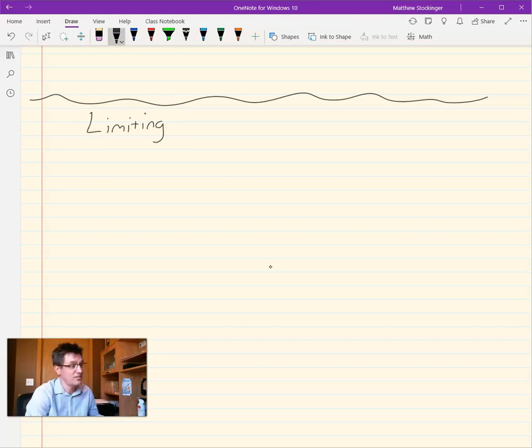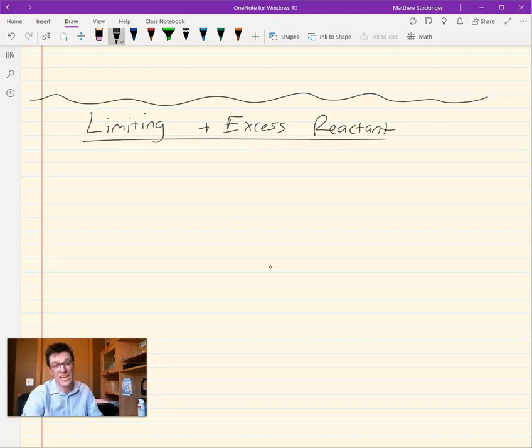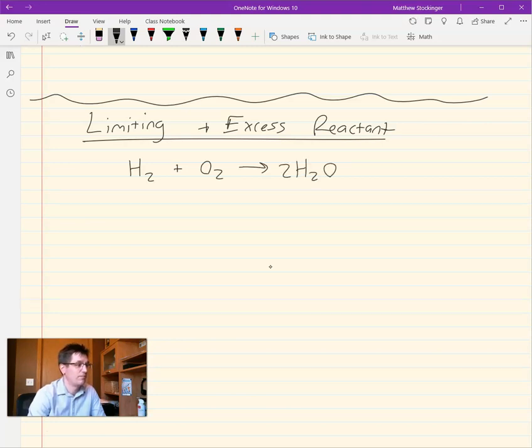Okay, you've unpaused. And that last piece was big question number 2 up above. How do we know which reactant is limiting? I'm going to do this reaction here. We're going to synthesize water. And this is what the equation looks like.